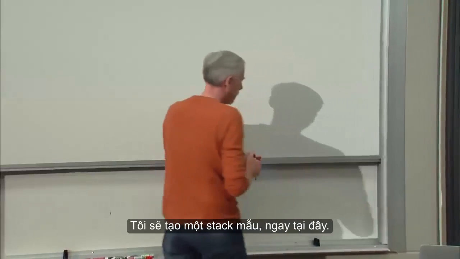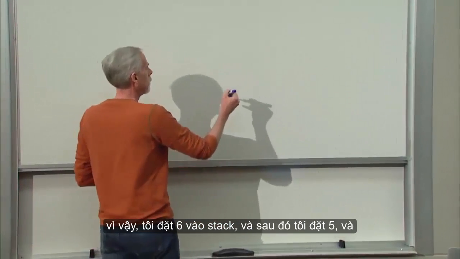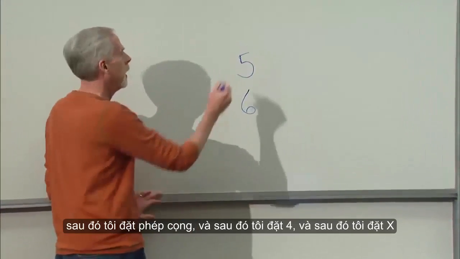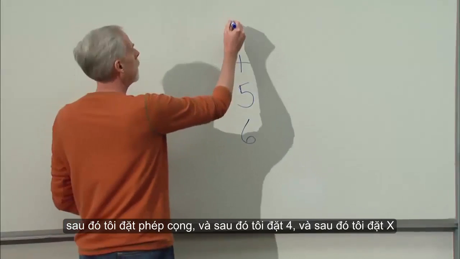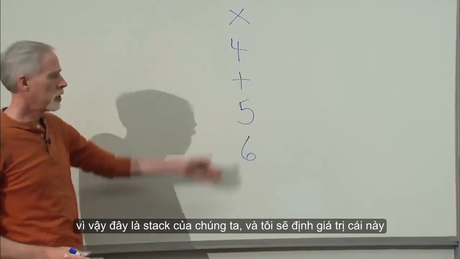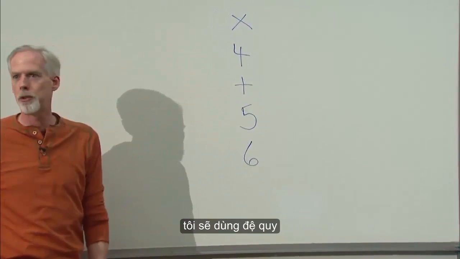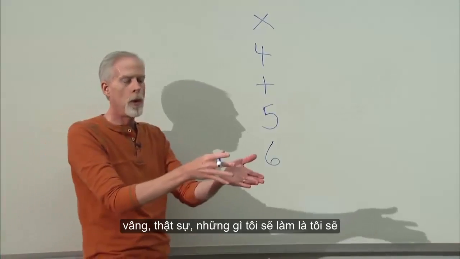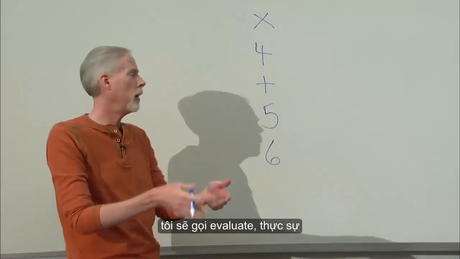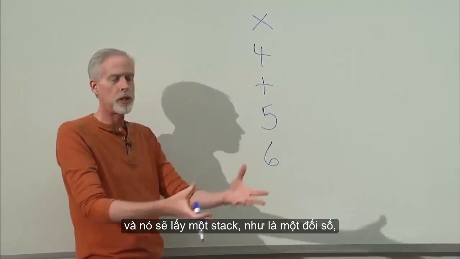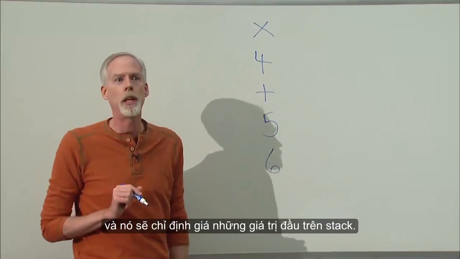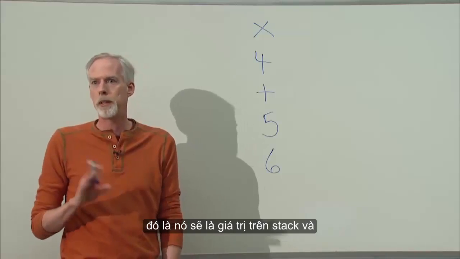All right, looks like this. I'm going to do a sample stack right here. So let's say I put a 6 on the stack, and then I put a 5, then I put a plus, then I put a 4, then I put times. So here's our stack, and I'm going to evaluate this using recursion. How am I going to do that? Well, I'm going to have a recursive helper method here. I'm going to call it evaluate also, actually. It's going to take a stack as an argument, a stack of things to evaluate, and it's only going to evaluate the top thing on the stack. That's it. It's just going to evaluate the top thing on the stack and return it.